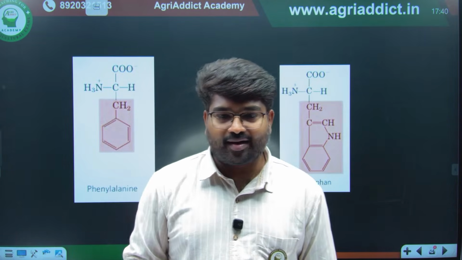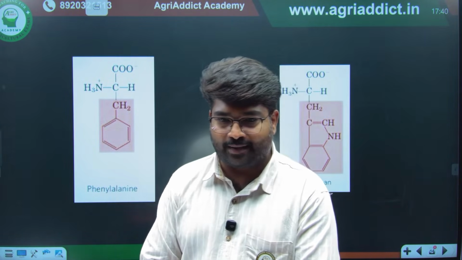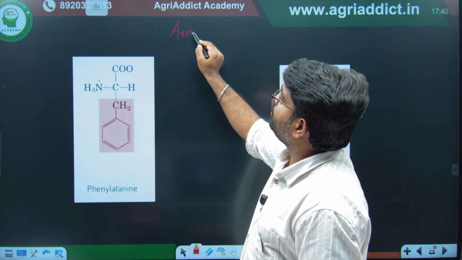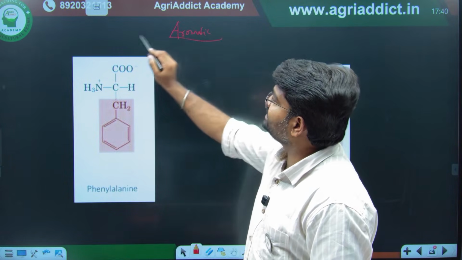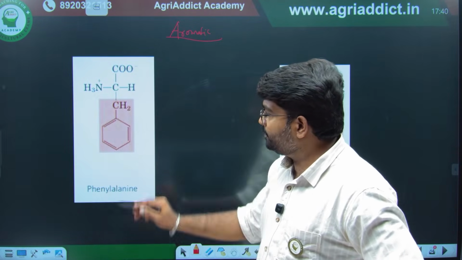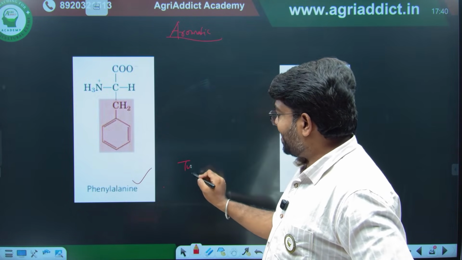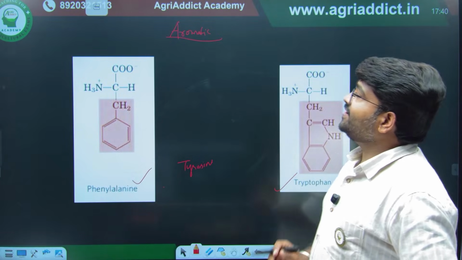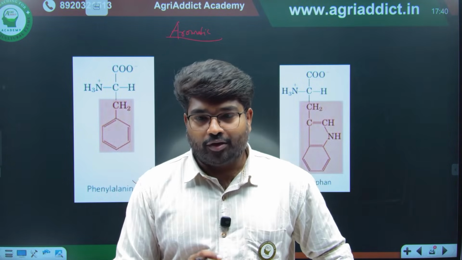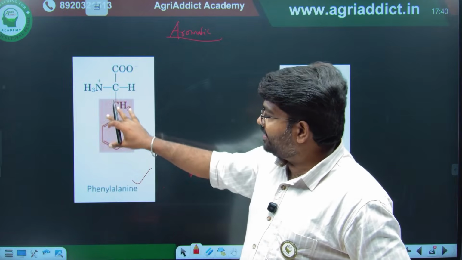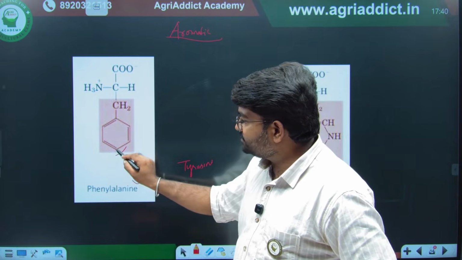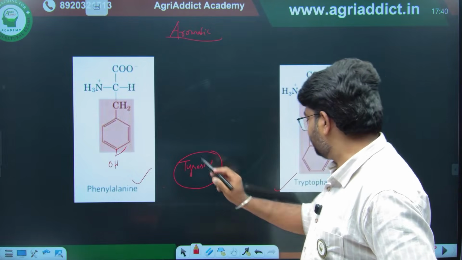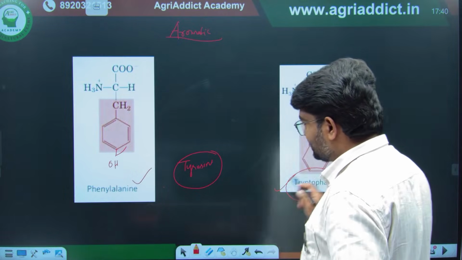Now we are coming to the last classification, the aromatic amino acids. If you see the examples of aromatic R groups, phenylalanine, tyrosine and tryptophan are amino acids containing aromatic groups. For example, phenylalanine has a benzene ring. If this benzene ring has a hydroxy group, that is known as tyrosine. Then the next important one is tryptophan.